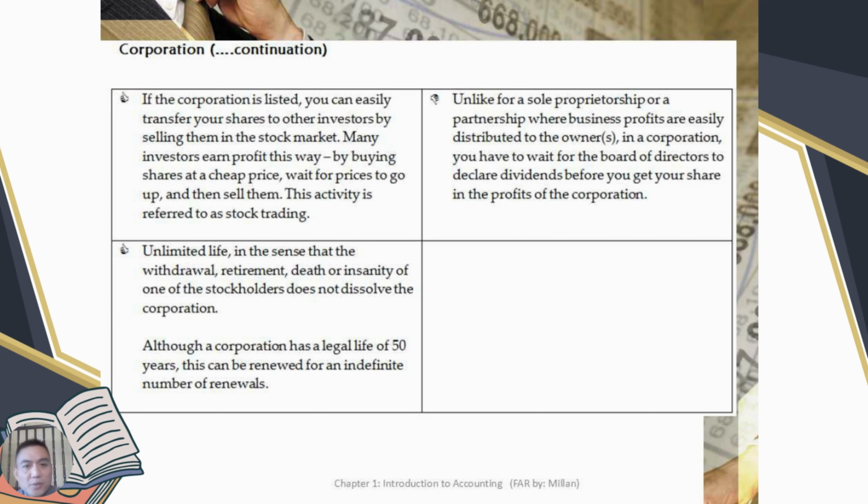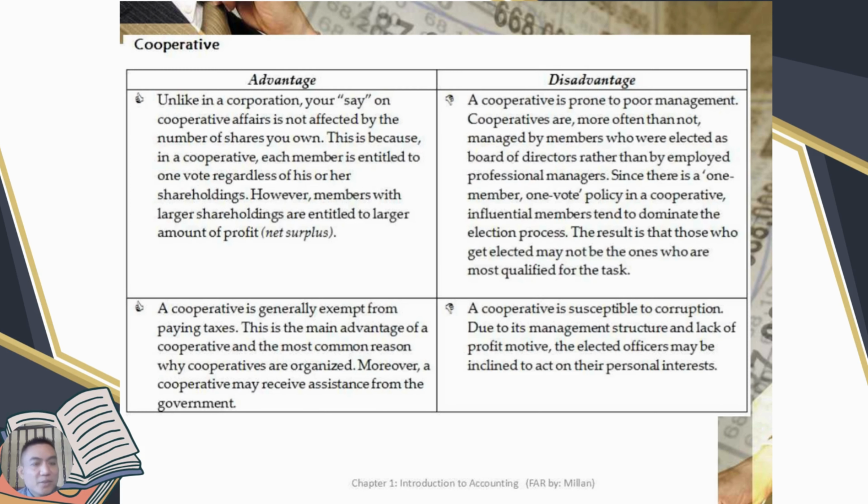slide, unlike for a sole proprietorship or a partnership where business profits are easily distributed to the owners, in a corporation, you have to wait for the board of directors to declare dividends before you get your share in the profits of the corporation. So, kailan ka po magre-record? The time na nag-declare po si board of directors, not on the time na magbibigay po si corporation po ng kanyang dividends sa mga shareholders or stockholders.